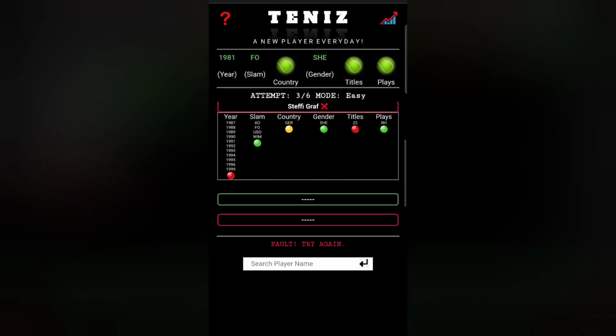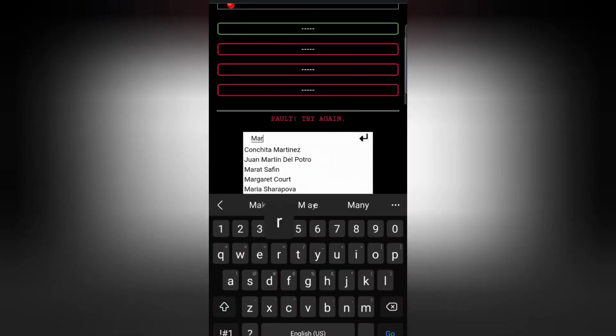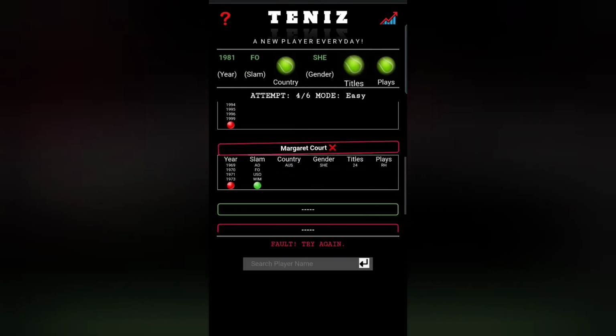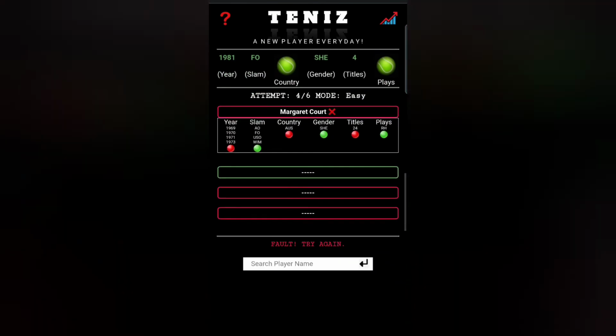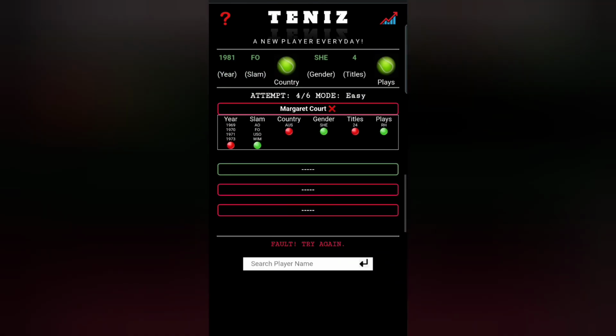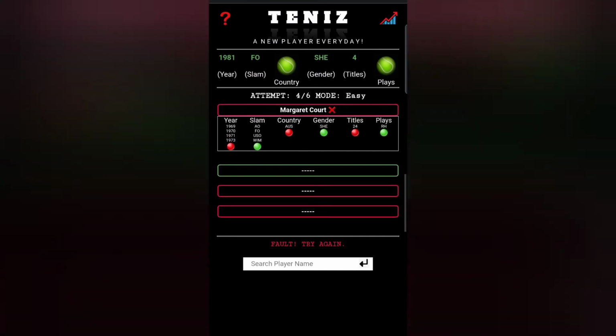So I'm not refining it based on these things. I'm just purposefully hitting wrong answers so that we get to the last clue. Let me try Margaret Court. I know she's won 24, so she will not be our winner. Quite frankly, I'm not expecting her to be. Again, we know this is not right.